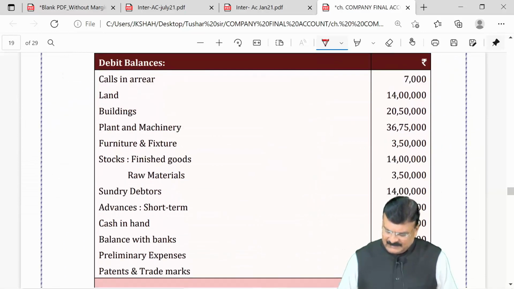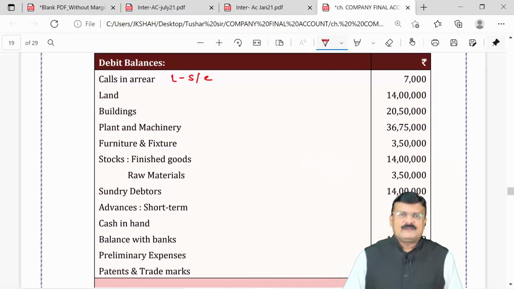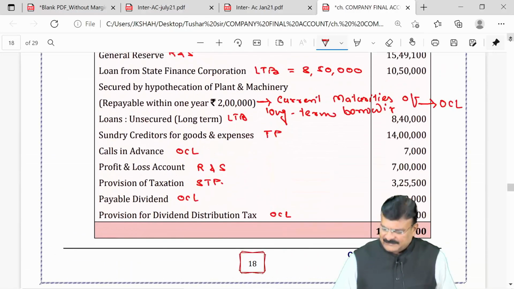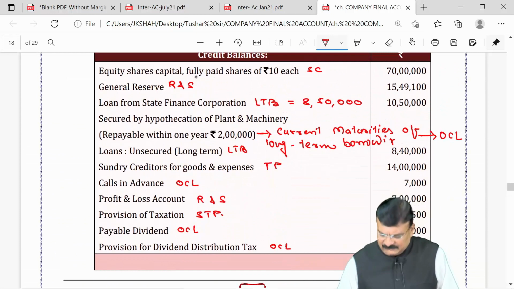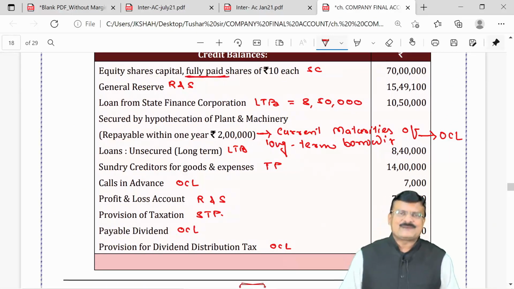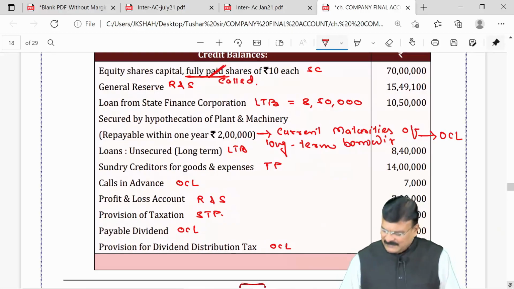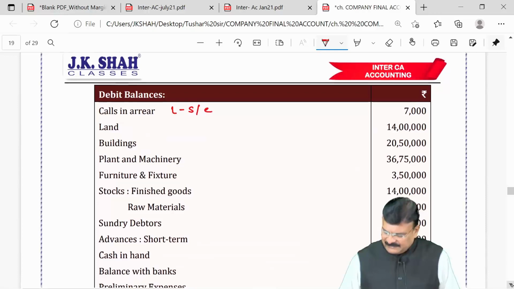Next, the assets, the debit balances. Calls in arrears is less from share capital. Now here I can just show you a technical error of paper setting. This is one of the past papers of ICAI. There is calls in arrears, students, and if you see the trial balance first figure, equity share capital, they have used the words fully paid shares. Now when you have calls in arrears, you cannot use the word fully paid. So the printing mistake here should be, it should be fully called shares, not fully paid shares. Okay. So calls in arrears will be less from share capital.